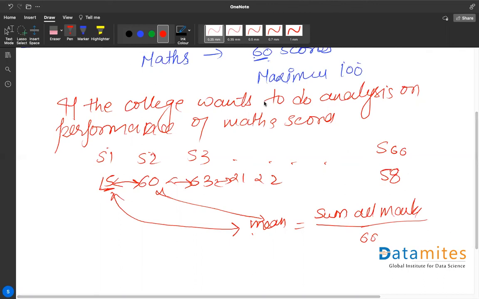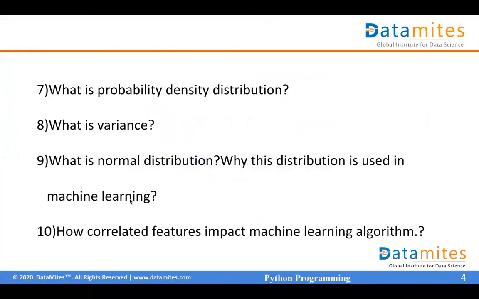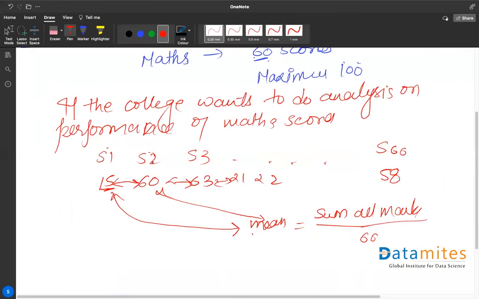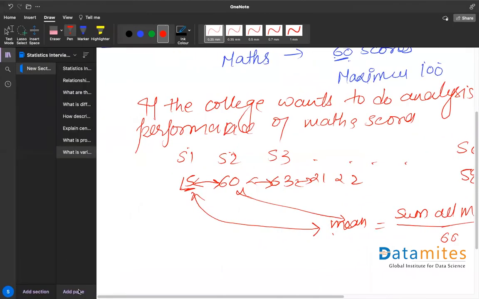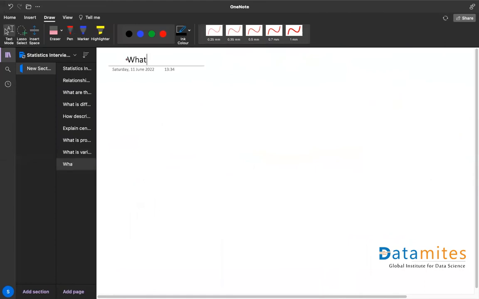Okay, now let's move ahead and see the next question. How about bias? How will it differ from variance? Basavaraja, where are you? This is statistics variance we are talking about. Okay. The next question is, what is normal distribution? Why is this distribution used in machine learning? So what can you explain? What is normal distribution and why is it used in machine learning?